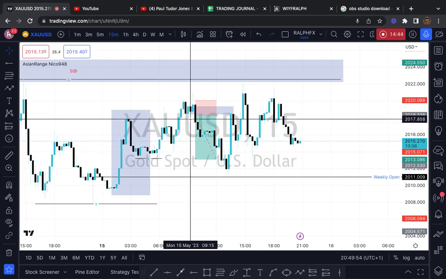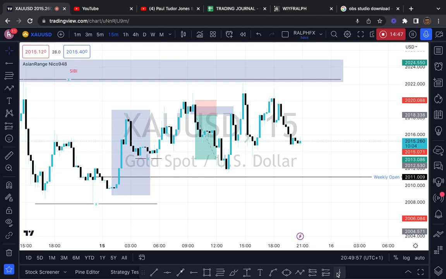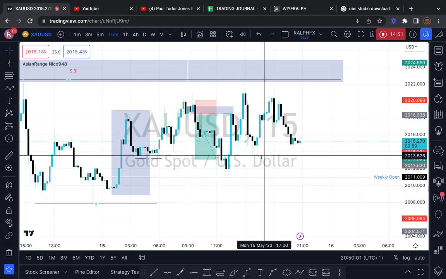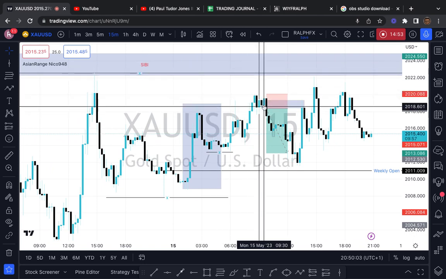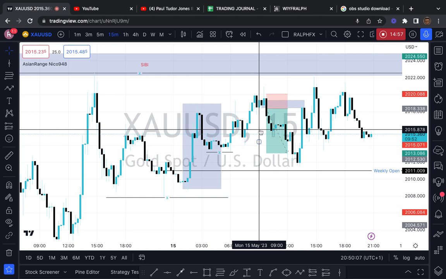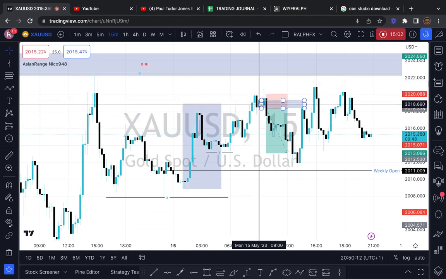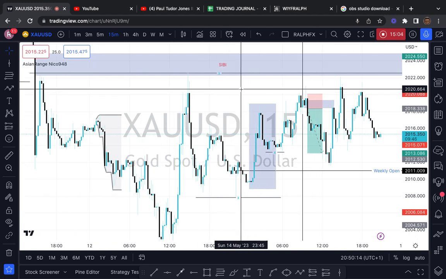So I don't know if I should go over this entry real quick. Okay, so this is how I always look at it. What I always want to see is manipulation after 9 a.m. Nigerian time, in the London session. I want to see a manipulation. So I'm expecting the market to go down.